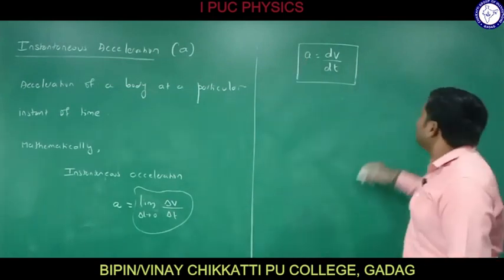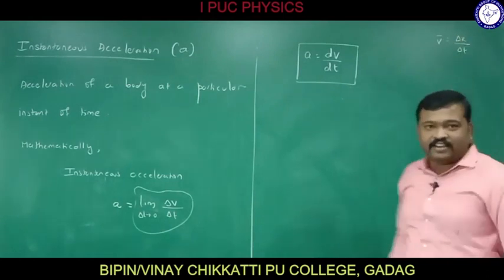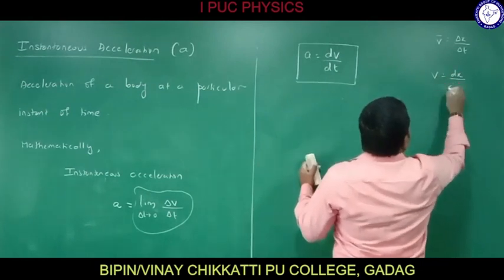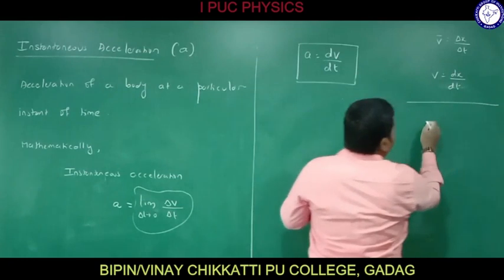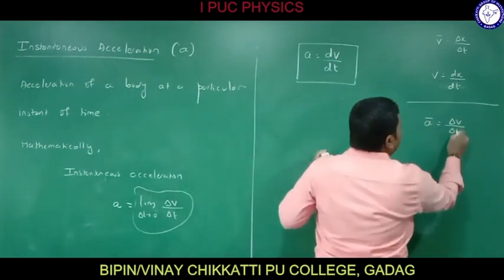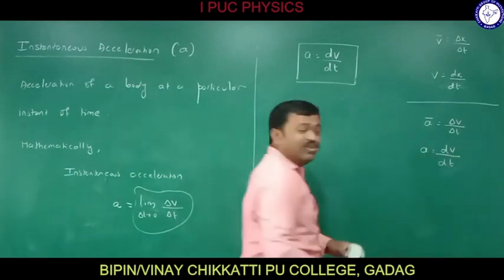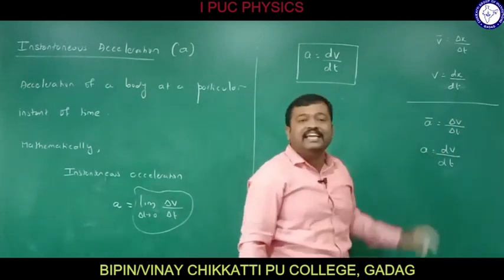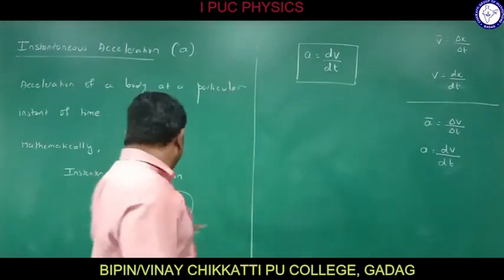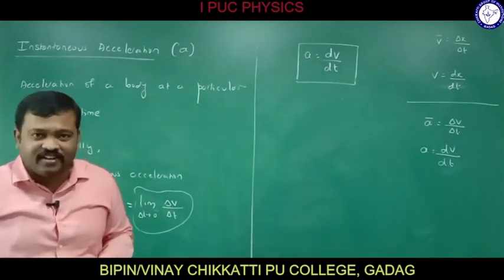I think you remember. So once again, what is the average velocity? Delta x divided by delta t. What is instantaneous velocity? dx divided by dt. In a similar manner, acceleration. What is average acceleration? Delta v divided by delta t. What is instantaneous acceleration? dv divided by dt. Do you understand the difference between delta and d? d means at a particular instant of time, delta t tends to 0. So you need to understand what these differences are.